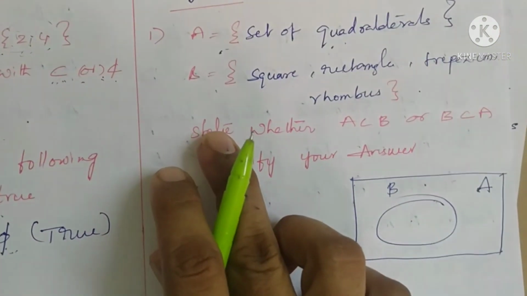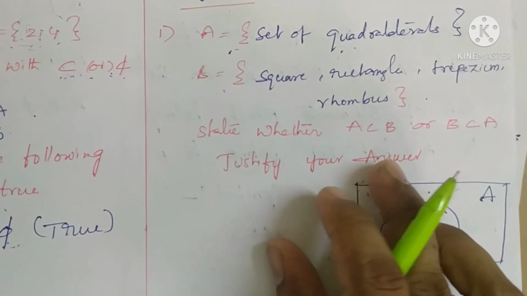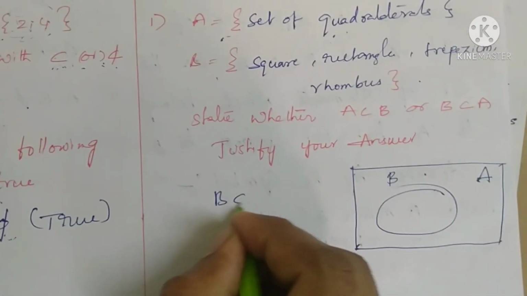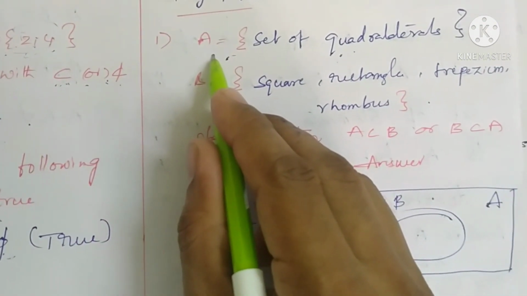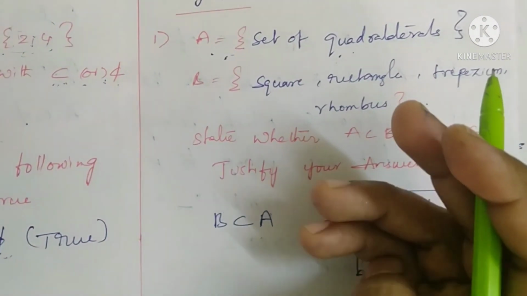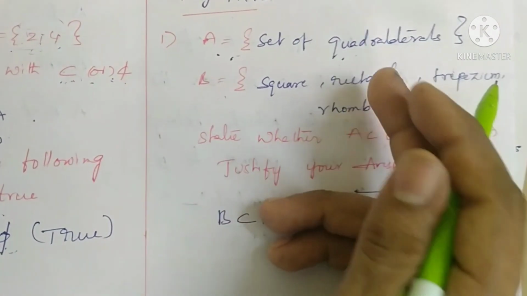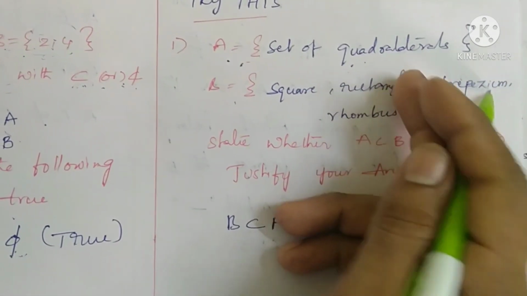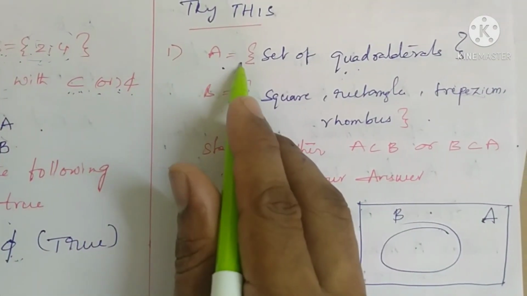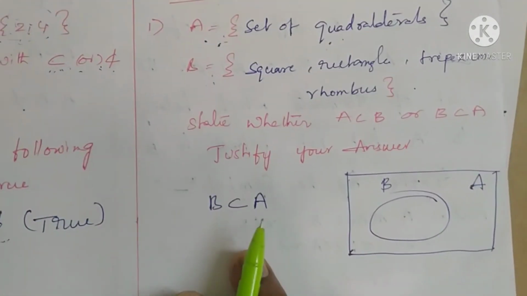So state whether A is a subset of B or B is a subset of A. Justify your answer. B is a subset of A. A consists of all types of quadrilaterals, meaning square, rectangle, trapezium, rhombus, kite and other figures. Four-sided closed figures are called quadrilaterals. So here B is a subset of A. B is a part of A. So B is a subset of A.